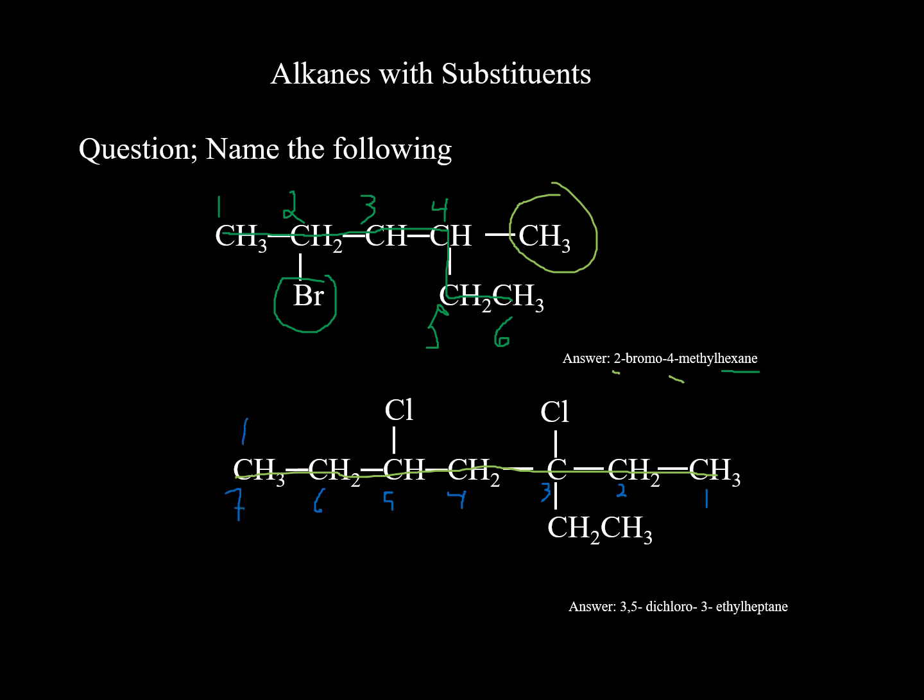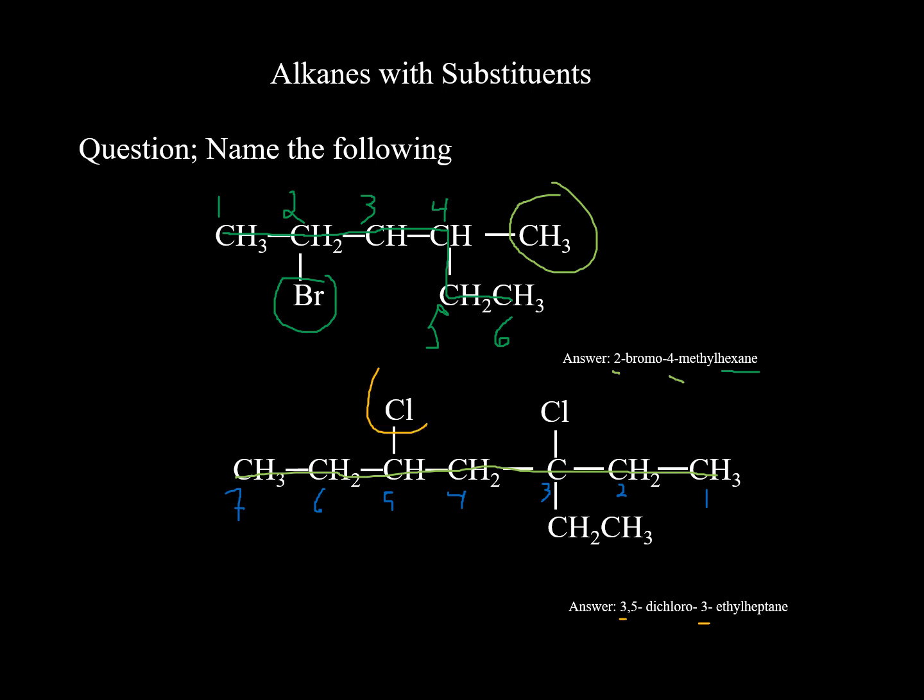We do not go 1, 2, 3, etc. the other way, because for our branches, we want the least numbers. So we want 3, 3. We don't want 5, 5 for our branches. We want the lowest possible numbers to add up. So this would be 3, 5.